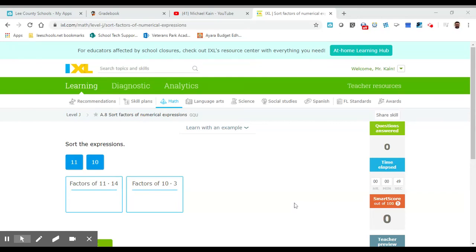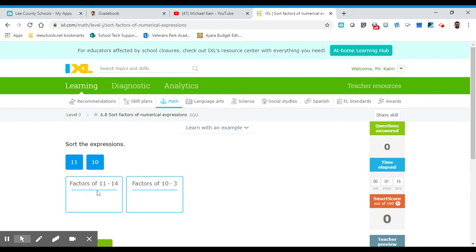Okay, the activity we're working on is called Sort Factors of Numerical Expressions, and the quick code for your 8th grade IXL is GQU. The question says sort the expressions. It gives you a couple of numbers, and you can click on it and drag it around, and you can put it into either of these camps, okay?